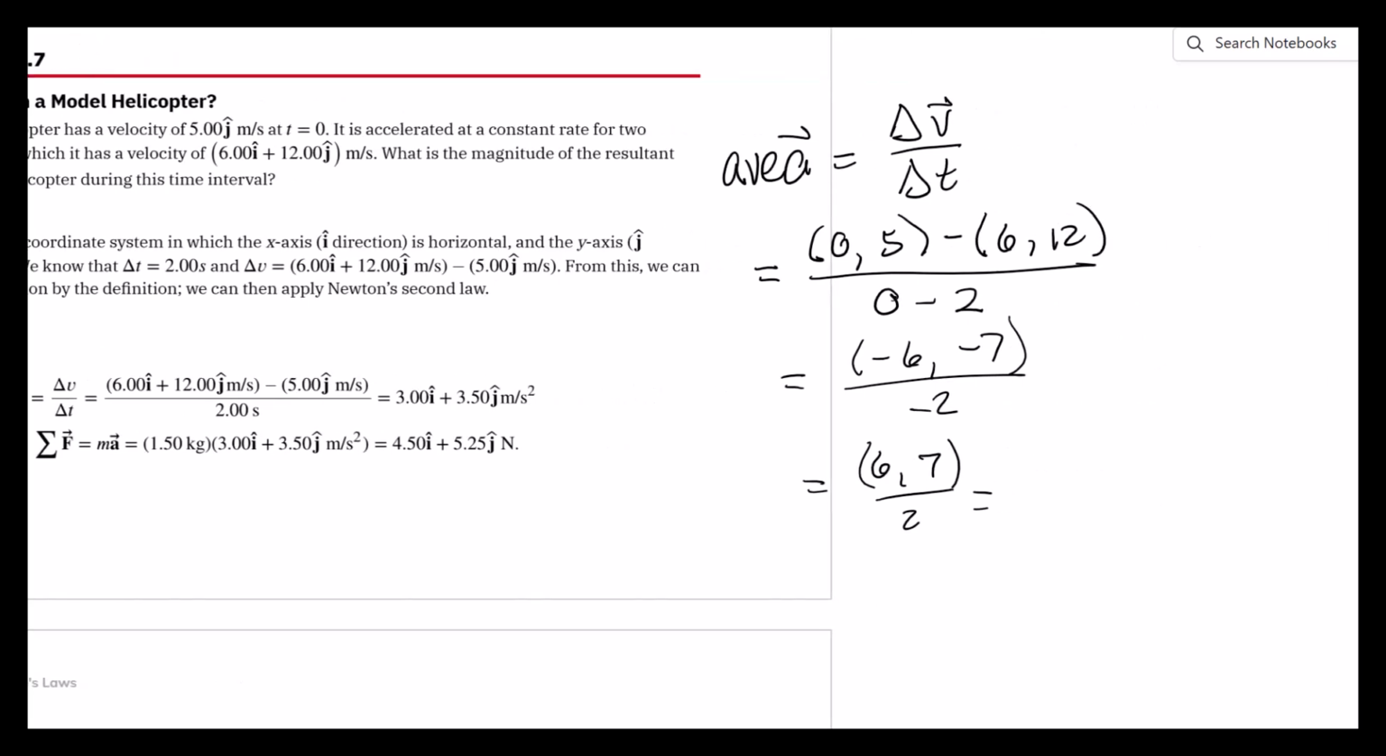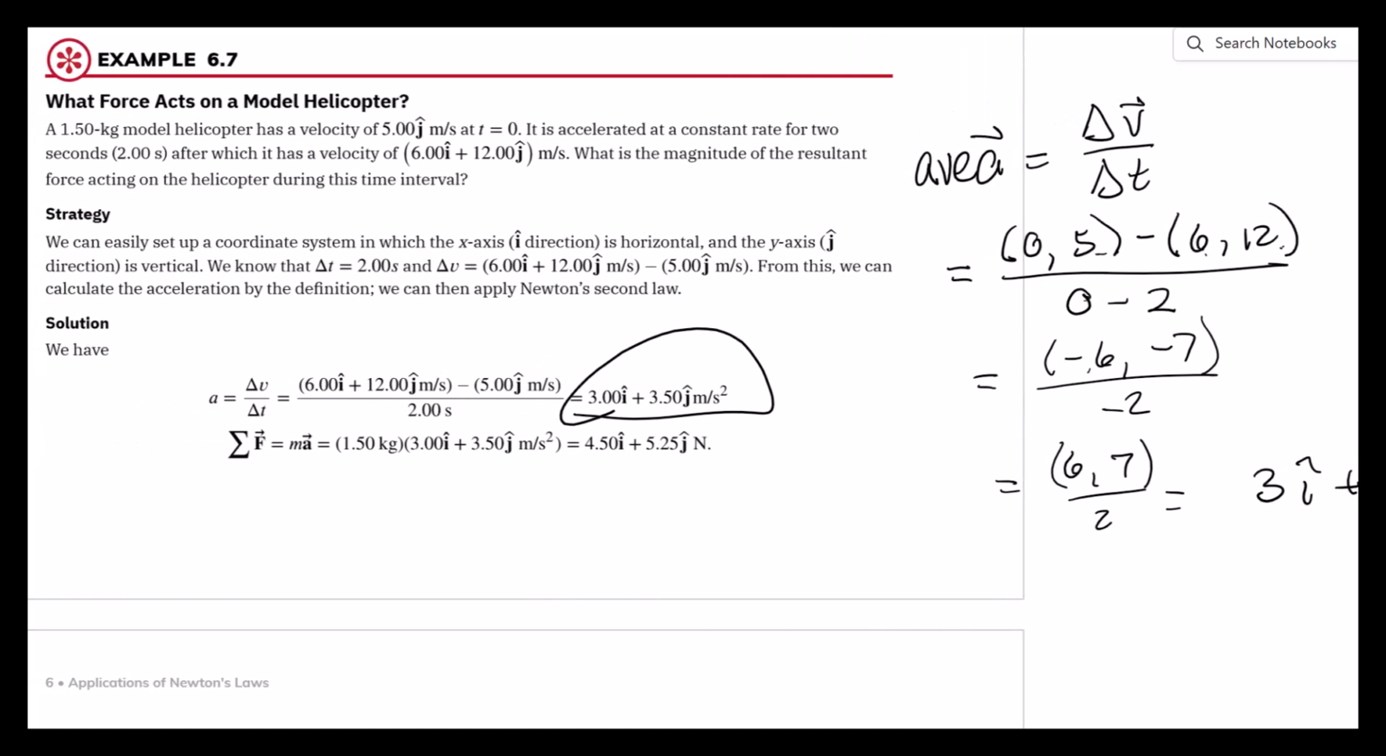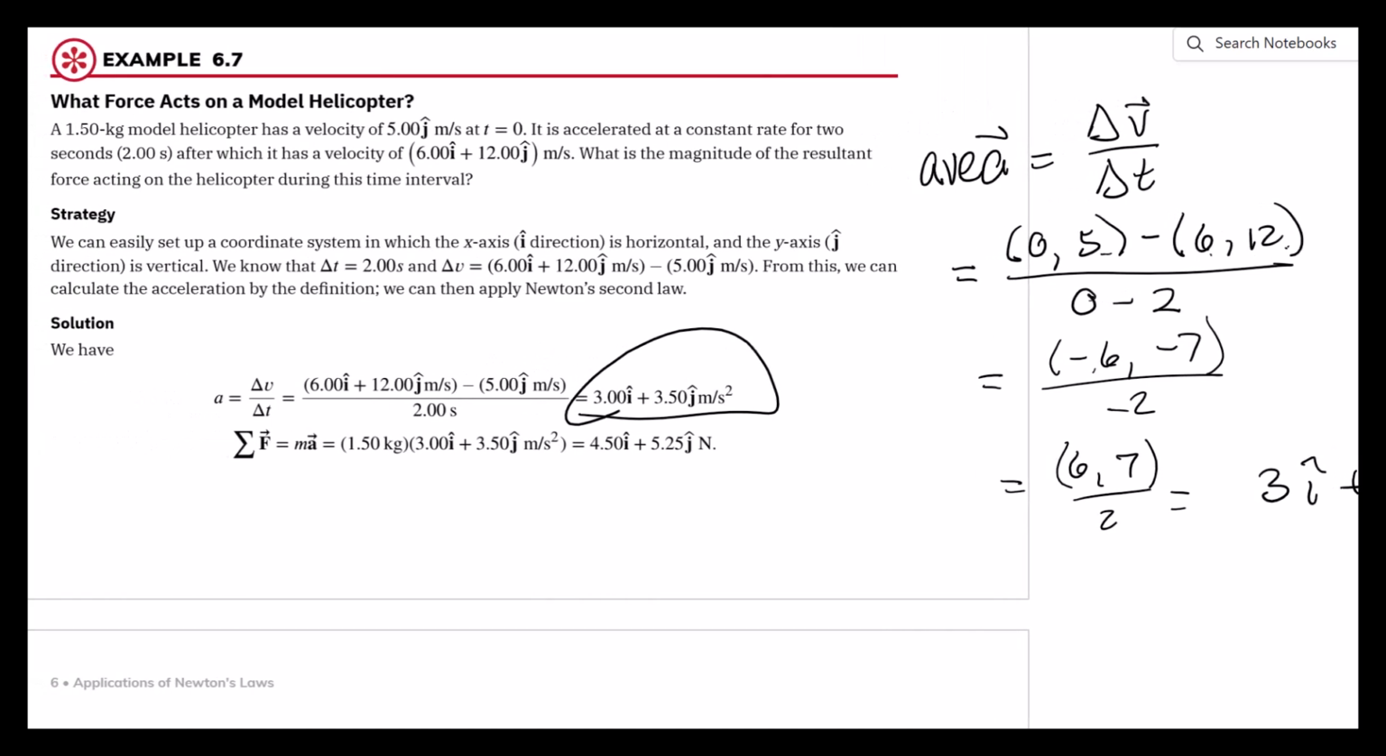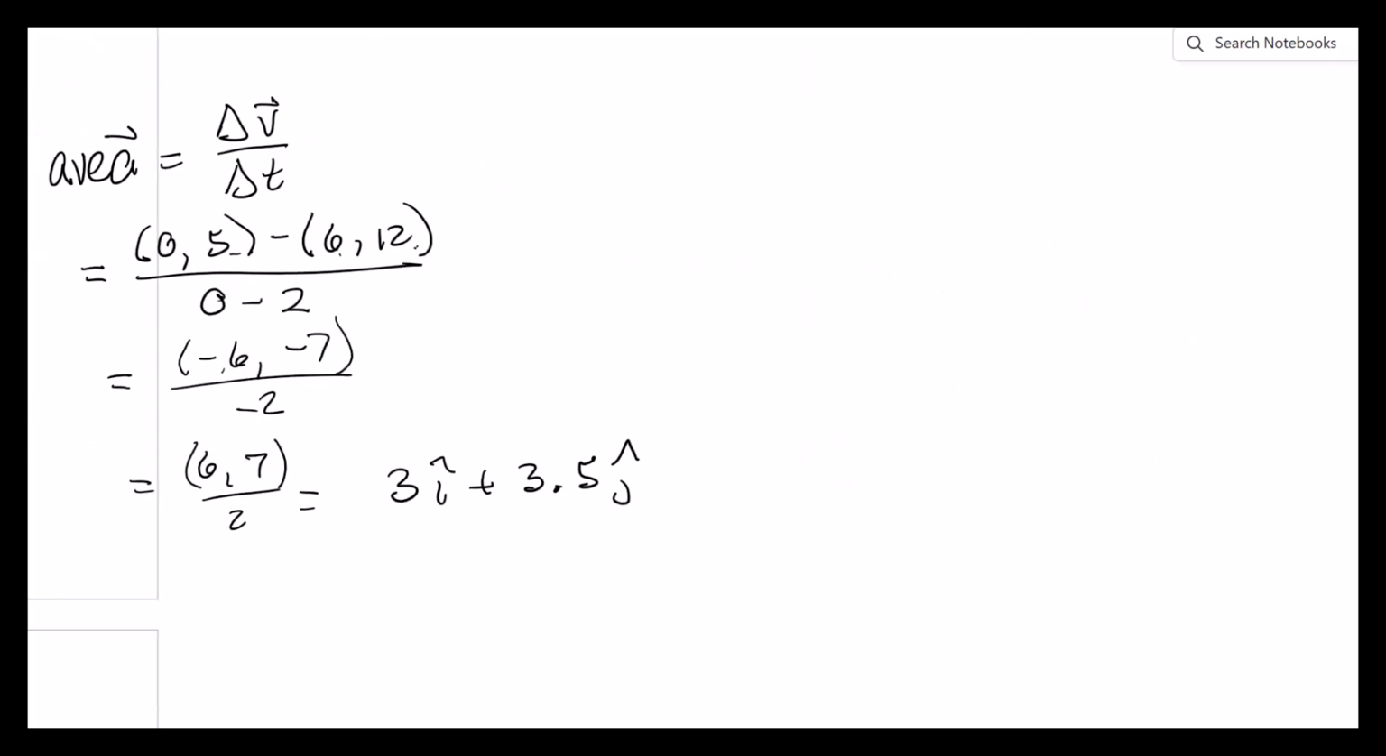So 3 i hat plus 3.5 j hat. And if that didn't make sense, I just did it with vector notation, but in parentheses. So 0 minus 6 is -6, 5 minus 12 is -7, and each one got divided by 2. So did I get that right? Okay, that's my acceleration.